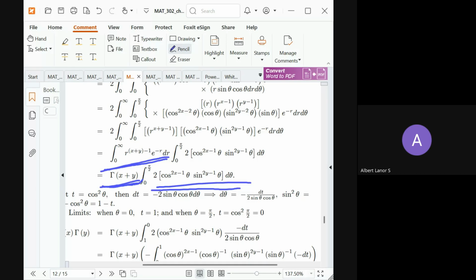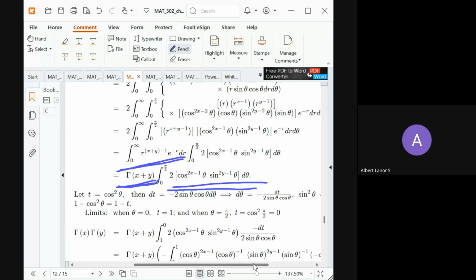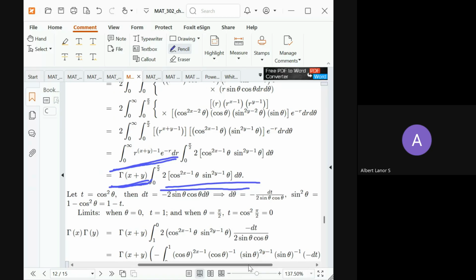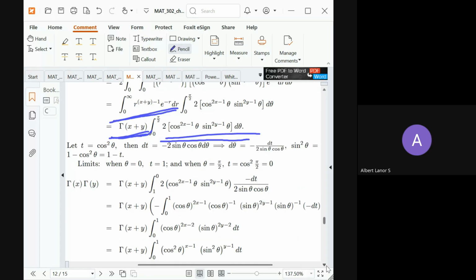Now you have cos of an odd number theta, sine of an odd number theta. So to integrate it, we are going to integrate it by taking cos squared theta, integrate it, and then we reintroduce it into the function.